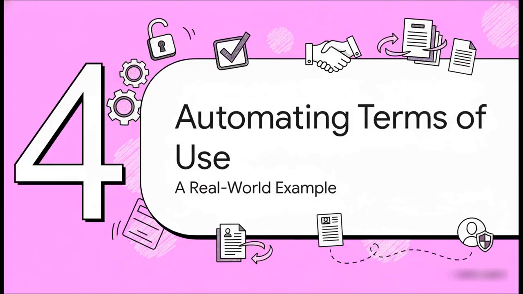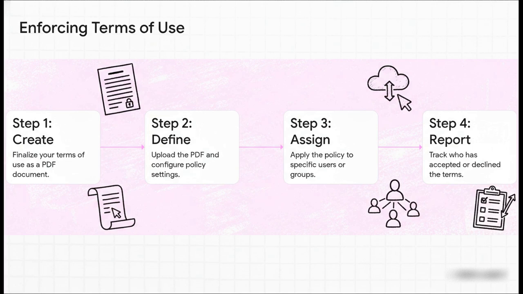Theory is great and all, but let's get into a really powerful real-world example of how this works. Let's talk about making sure every single person who touches your systems agrees to your company's terms of use before they get access to anything. And you know what? The process is so simple, but it's incredibly powerful. You just take your legal document, your PDF, and you upload it. Then you build a policy around it. You can even do things like force people to expand it and scroll all the way through. Once you apply that policy, you instantly have this enforceable, auditable record of who agreed to what and when.